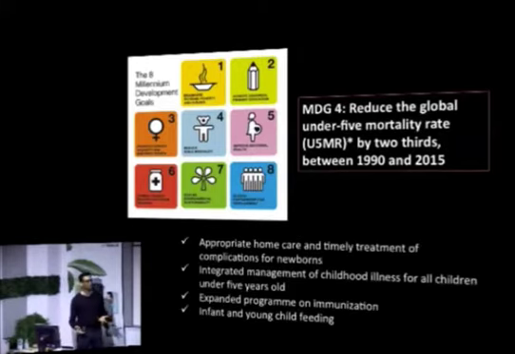And how would one do that? So the focus was on providing appropriate home care and timely treatment for newborns, addressing the integrated management of childhood illness for all children under 5, focusing on the existing expanded program for immunization, giving basic antigens, getting them to children, making sure they stick to the schedule and so forth, and then really supporting infant and young child feeding as an early determinant of health.